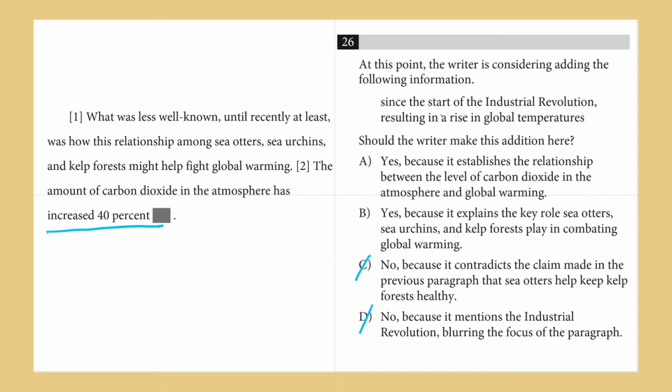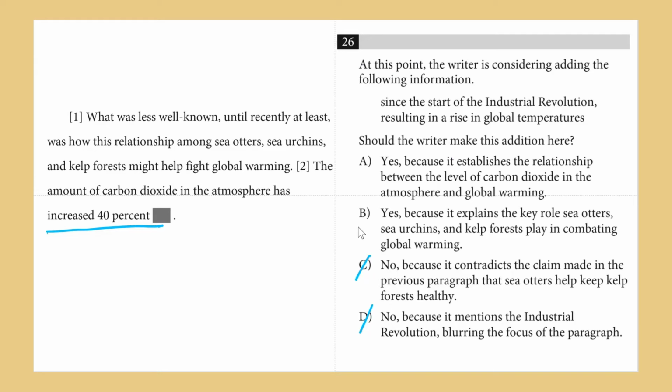But now I have to consider the actual reasoning. A says yes because it establishes the relationship between the level of carbon dioxide in the atmosphere and global warming. I don't really have a problem with that right now because that is essentially what we're doing. It's not very controversial here. I'm going to go to B real quick.